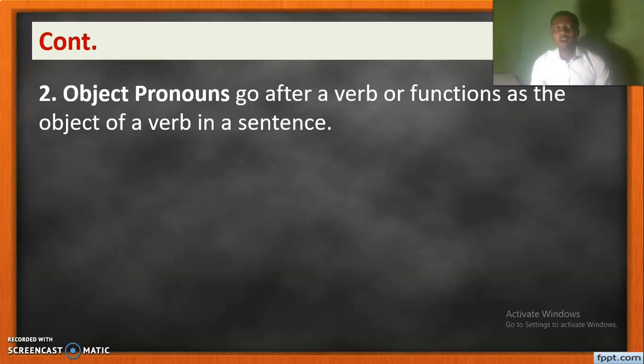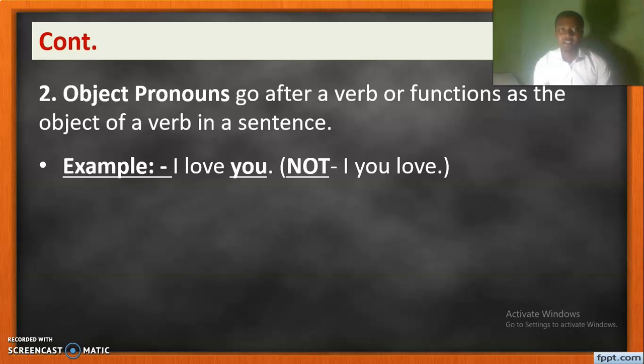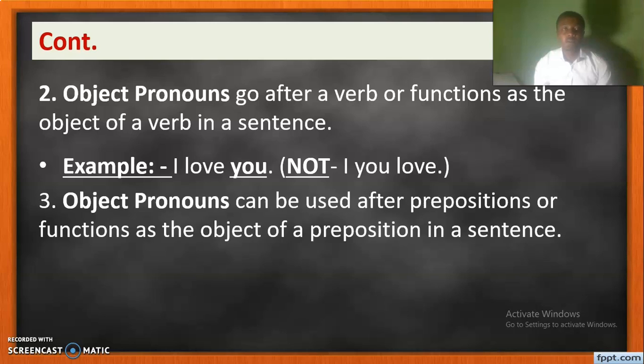Secondly, object pronouns can go after a verb, or they can function as the object of a verb in a sentence. Look at this sentence: I love you. We can't say "I love." It's not correct. So the right way of saying it is "I love you," because object pronouns go after a verb.